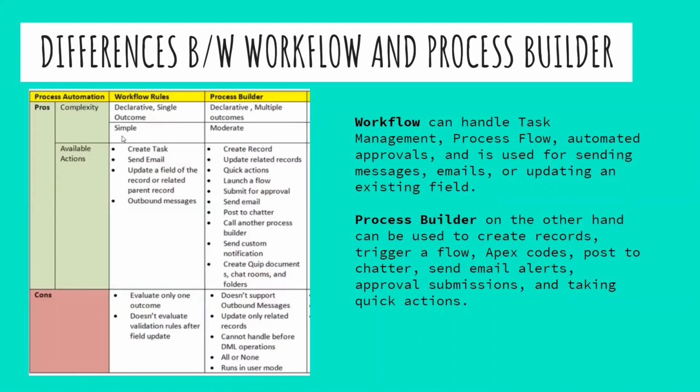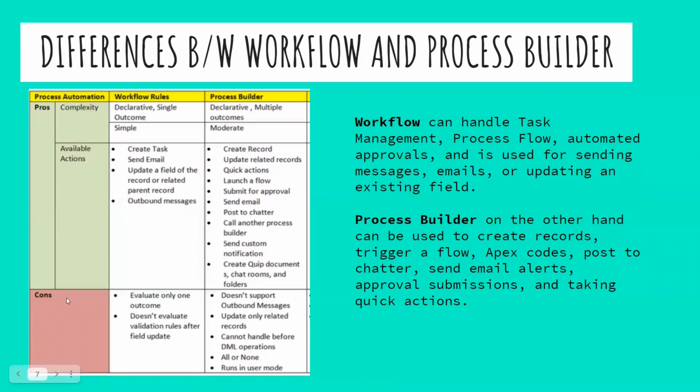Next, we can see that workflow is very simple to operate, while process builder is a little complex, not too complex but in a moderate scenario. And if we talk about the available actions in a workflow, then it can create a task, send an email, update a field or record or related parent record, and it can send an outbound message also. While in a process builder, we can create a record, update a related record, we can also open any quick action, we can launch a flow, we can pass our record to an approval also, we can send an email alert, we can post a message on chatter, we can also call another process, and we can send a custom notification, and we can also create a quick document, chat room and folder.